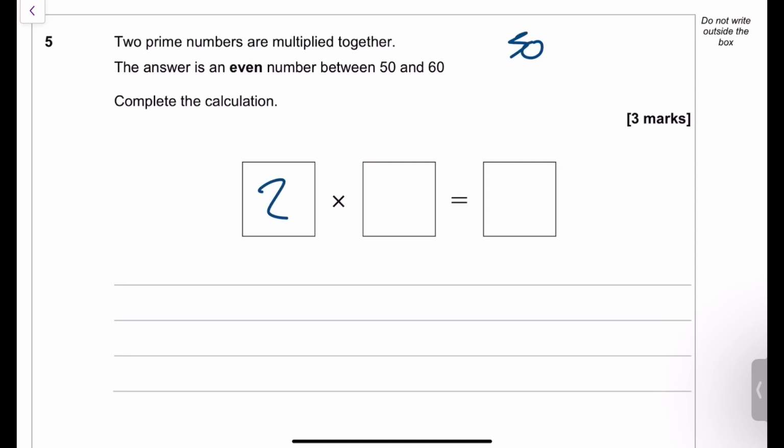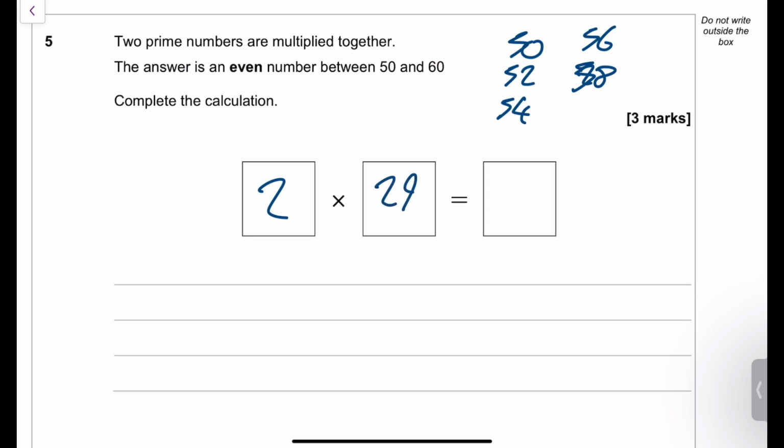It's not going to be 50. We'll say I do 2. 2 is my first one. 52 divided by 2 is going to be 26. 54 divided by 2 is 27. 56 divided by 2 is going to be 28. 58 divided by 2 would be 29.